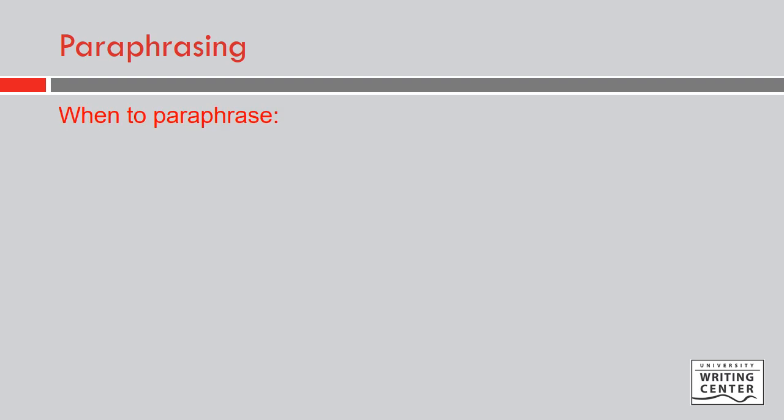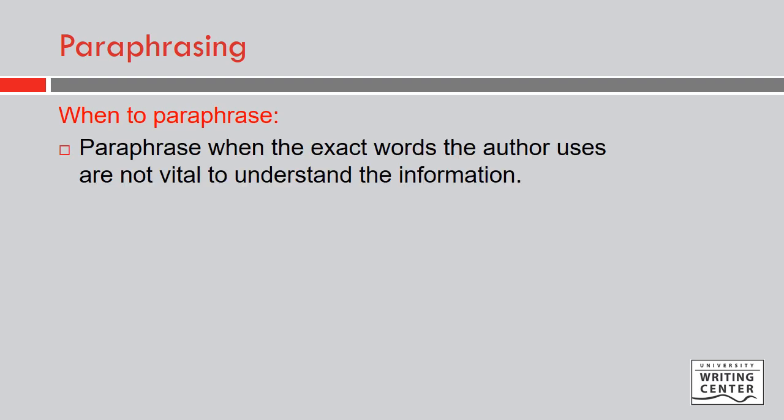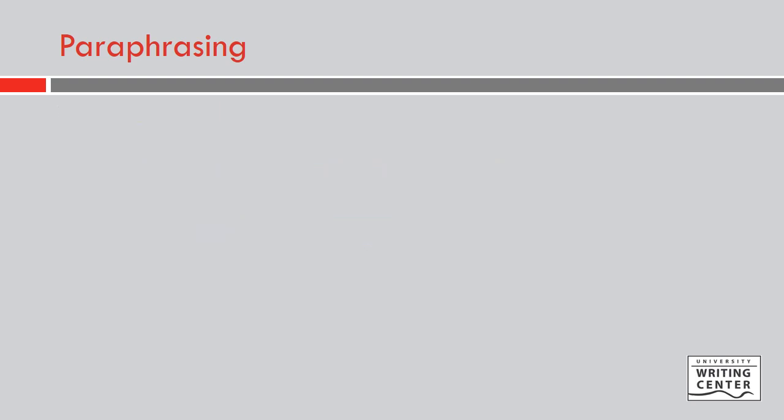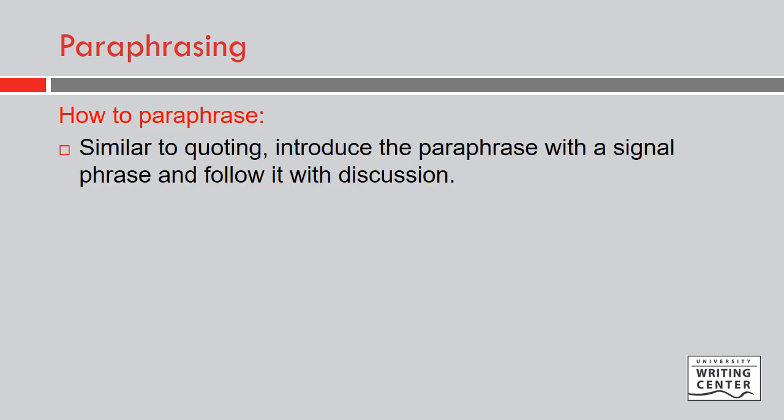Paraphrasing, unlike quoting, is best used when the exact words the author uses are not vital. Also use paraphrasing when you can state the information more succinctly in your words or feel it will read more clearly in your writing voice. This helps you to avoid using too many quotations, like we previously mentioned. Paraphrased information, like quotations, is often introduced with a signal phrase that briefly describes the source material's origin. Also similar to quoting, paraphrased information should be followed by a discussion that connects the source material to your argument.